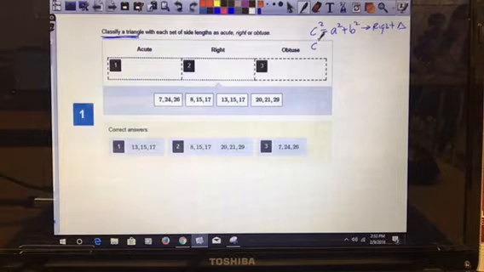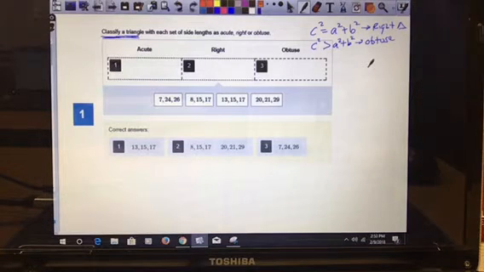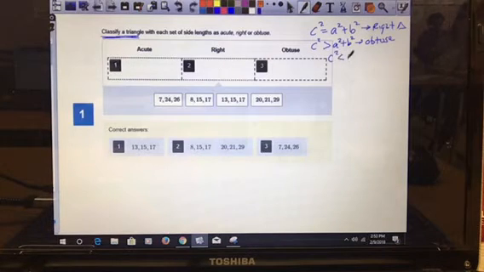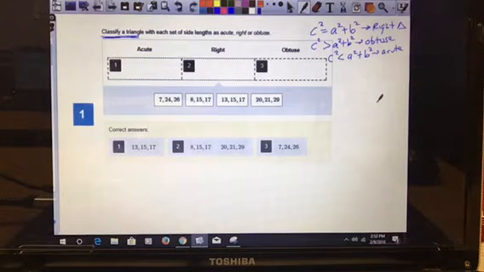If c squared was greater than a squared plus b squared, we said it was obtuse, because c squared was bigger than the other two, which means the angle was bigger, making an obtuse angle. And then if c squared was less than a squared plus b squared, it was an acute triangle, and the angle would be smaller.